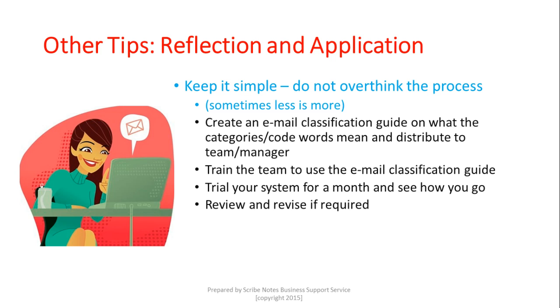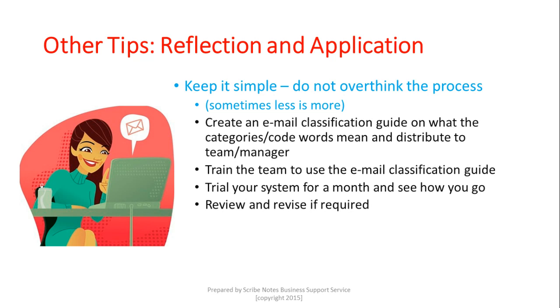The guide on what the categories or words mean should be distributed to the team and should be approved by the manager as well, so everyone is on the same page in terms of what the expectations are. Then train the team to use the email classification guide straight away. You can also trial the system for a month, for example, or a week, or a year, and see how you go. You will always review and revise if required.